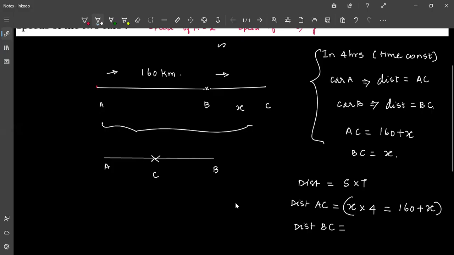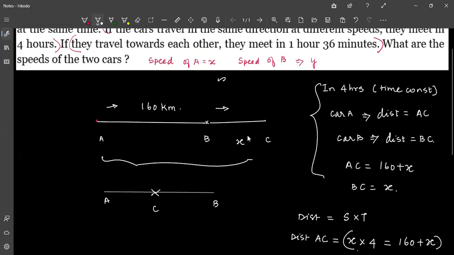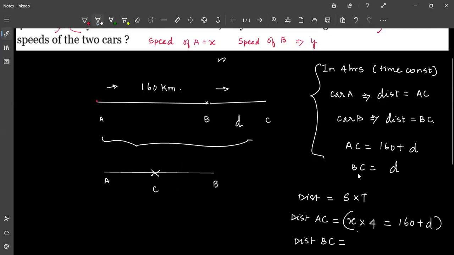160 plus x. I think there is a mismatch, I mean, I've taken two x's. So maybe I'll change this to something like D, because we cannot have two x's, right? I'm going to change this to D. And this one is also going to change to D. This one is also going to change to D. Okay. I hope you are understanding this point.